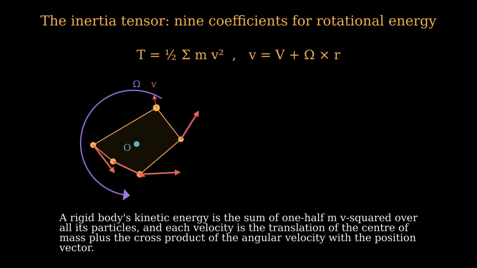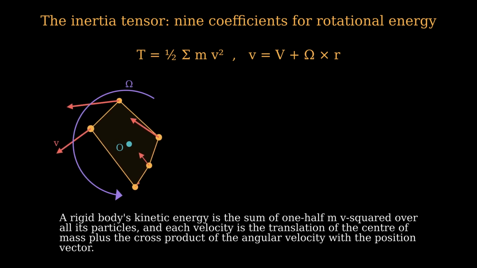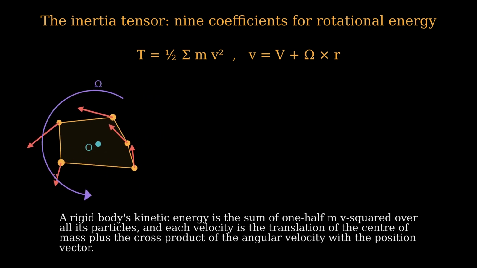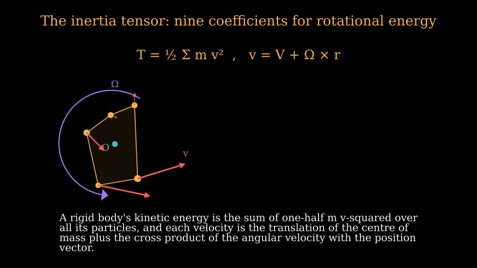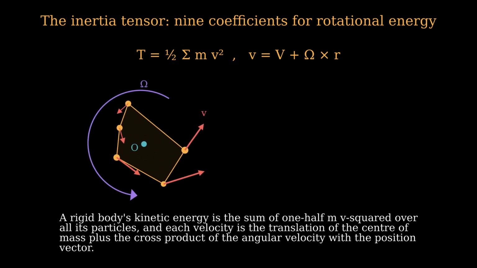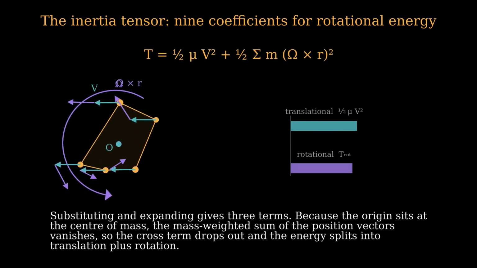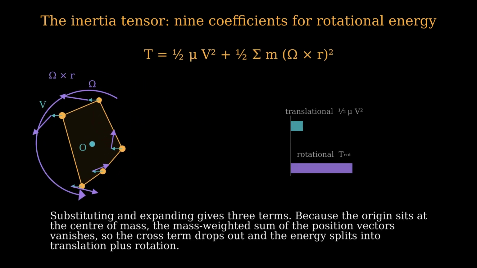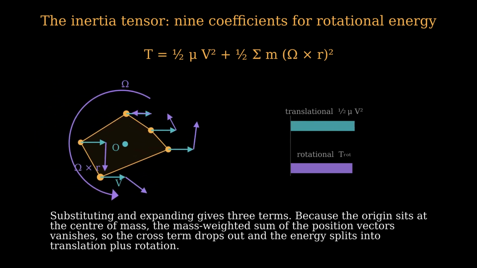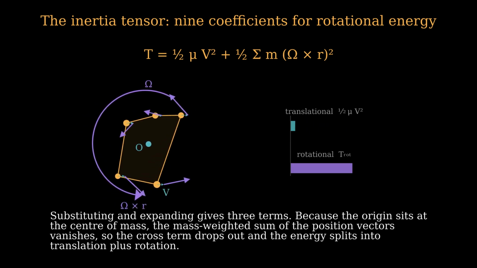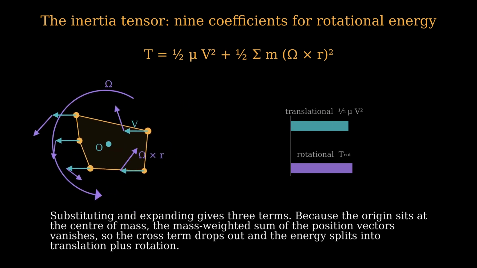A rigid body's kinetic energy is the sum of 1/2 mv squared over all its particles, and each velocity is the translation of the center of mass plus the cross product of the angular velocity with the position vector. Substituting and expanding gives three terms. Because the origin sits at the center of mass, the mass-weighted sum of the position vectors vanishes, so the cross term drops out, and the energy splits into translation plus rotation.